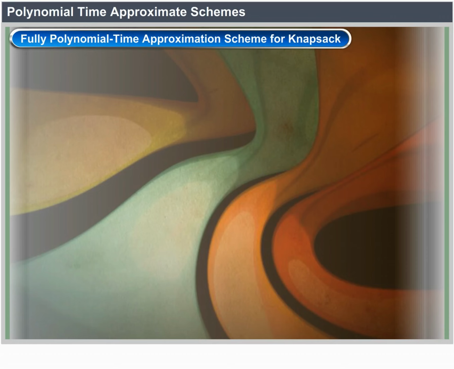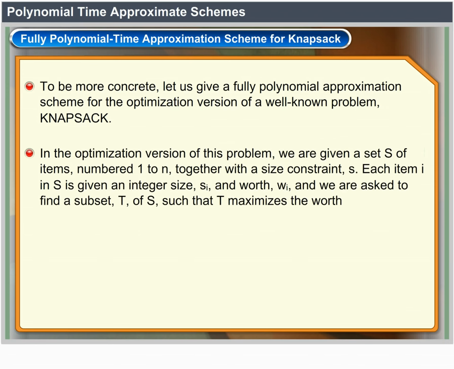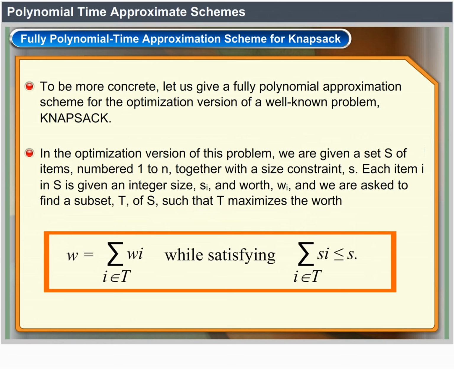To be more concrete, let us give a fully polynomial time approximation scheme for the optimization version of a well-known problem, knapsack. In the optimization version of this problem, we are given a set S of items numbered 1 to n, together with a size constraint S. Each item i in S is given an integer size si and worth wi, and we are asked to find a subset T of S such that T maximizes the worth W equals summation of i belongs to T, wi, while satisfying summation of i belongs to T, si less than or equals S.